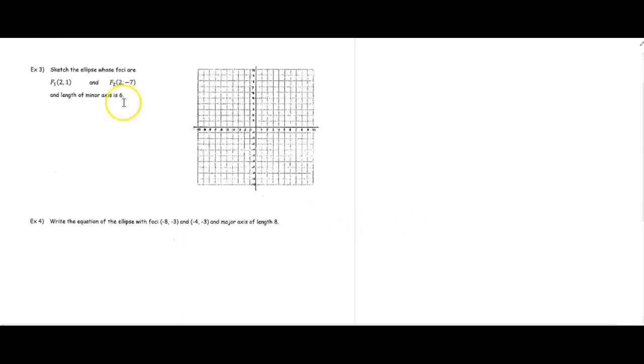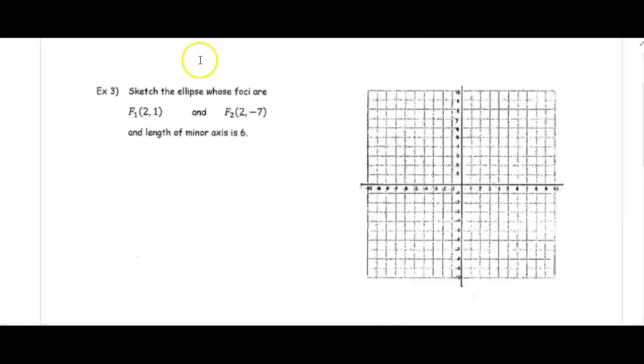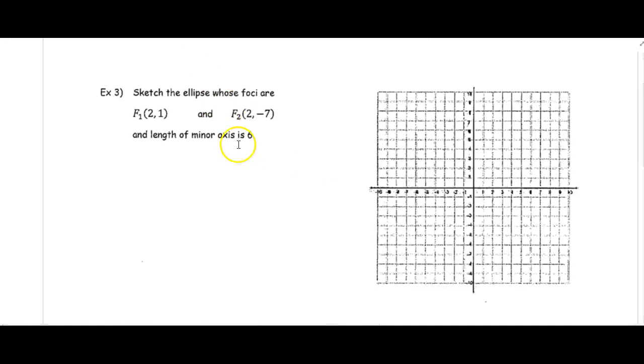Okay. Let's look at another example here. Different given information, right? So right now they're telling us the foci is at 2, 1. And they're telling us the other foci is at 2, negative 7.